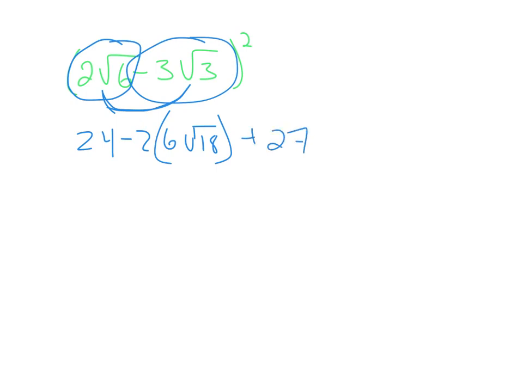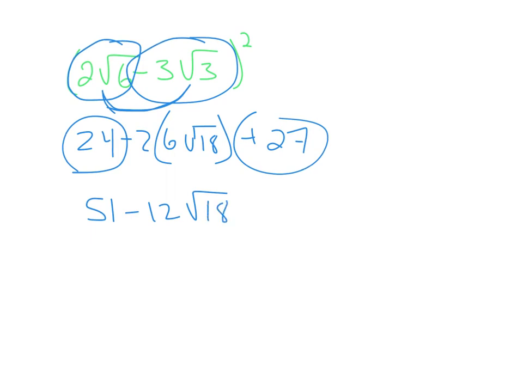Again, if you want to multiply that out and write it all out, that's fine. I'm just kind of shortening it up here. And then we can combine our like terms. So that's going to be 51 minus 12 root 18.